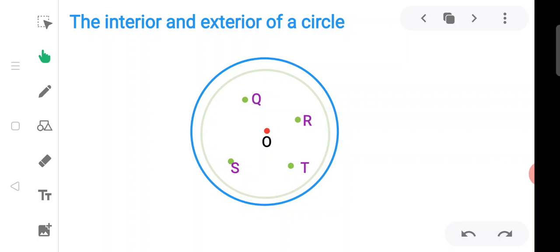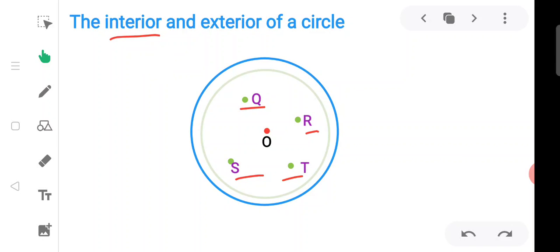See here, this region is inside this circle. So such points are called interior. The region inside the circle is called the interior of a circle. So the points that are inside the circle are called interior points. Here points Q, R, T and S are in the interior of the circle.